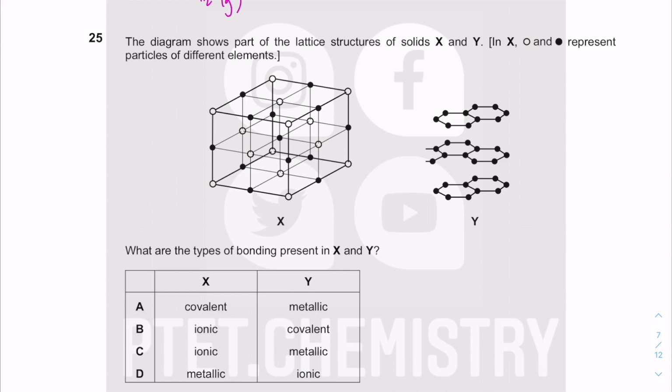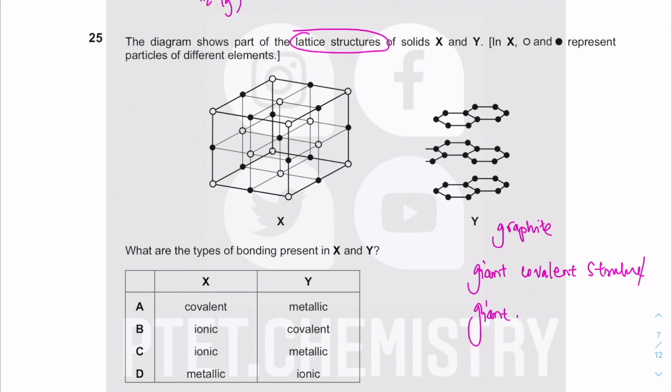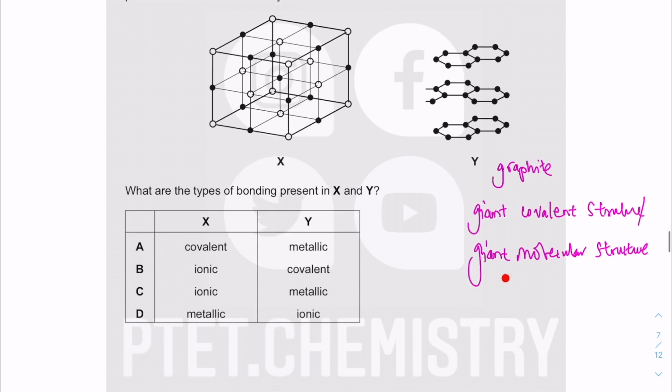25. The diagram shows part of the lattice structure. Remember the lattice structures. This is graphite. This is a giant covalent structure. Sometimes you will hear me saying giant molecular structure. You should know that the two mean the same thing. Sometimes questions use giant covalent, sometimes giant molecular. I typically use giant molecular, but if you like giant covalent, you can stick with it for all your answers.